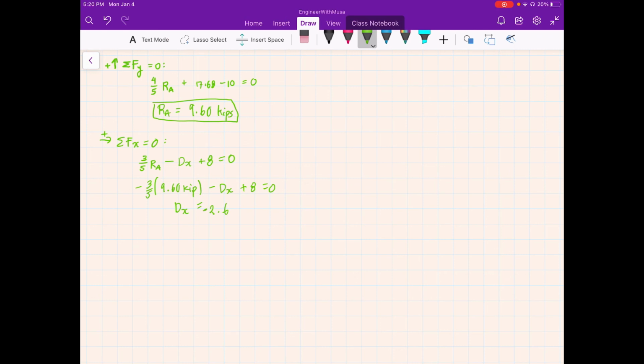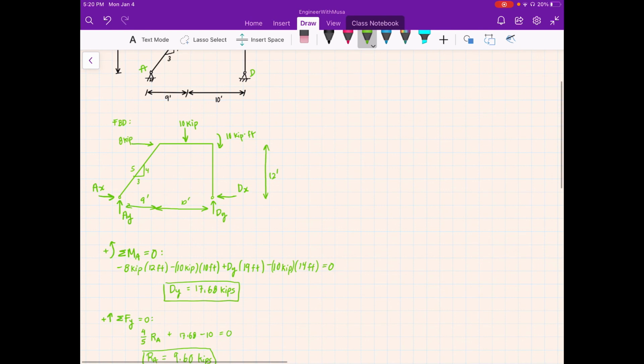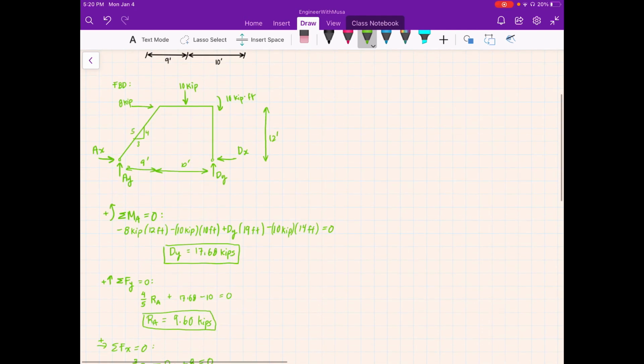minus 2.636 kip. And since the value is negative, we know that it is going to be in the opposite direction that we drew on this. So that means that it's actually DX equal to 2.636 kip in that direction. So opposite of what we drew.